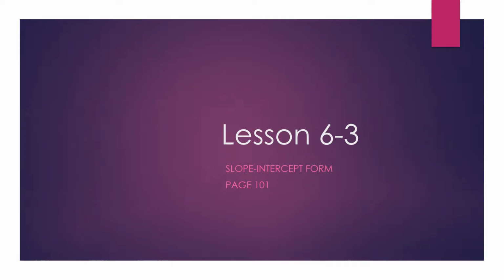Hi guys, welcome to lesson 6-3, slope-intercept form, starting on page 101 in your book. So this is all about writing a linear equation from information that you're given, and the first form that you've probably studied before, we want to make sure we can interpret from data and context, is slope-intercept form. So let's get cracking.